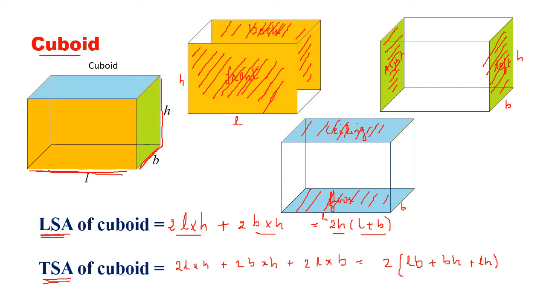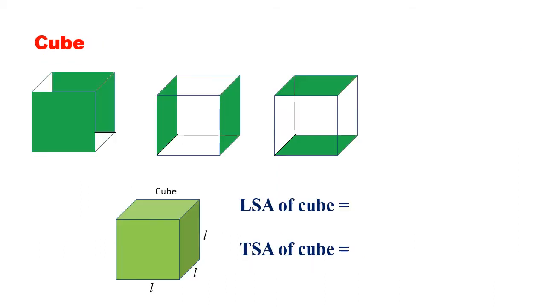So I hope this idea is clear to you. Cuboid is the room in which you are sitting, which has got a front wall and a back wall which are equal, a right wall and a left wall which are equal, a floor and a ceiling which are equal. But lateral surface area is the area of the 4 walls. Total surface area is the area of the 4 walls plus the roof and the ceiling. So that was cuboid. Now from the cuboid, we move to a cube.